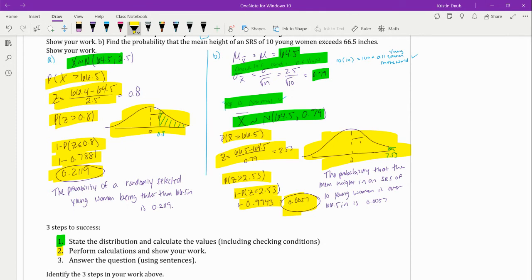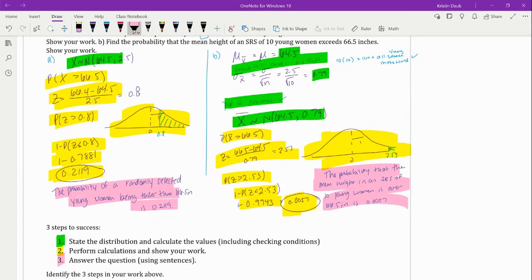Then I need to answer the question at hand. And so that's going to be step 3, and that's just my nice little summary statement that I put at the end. And you should think about these 3 steps to success when you are answering any sort of question that's related to these.